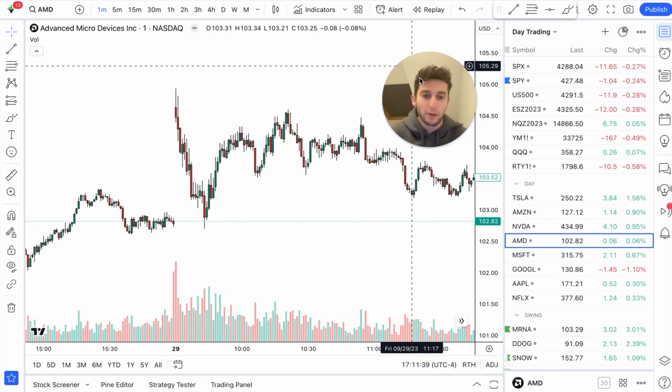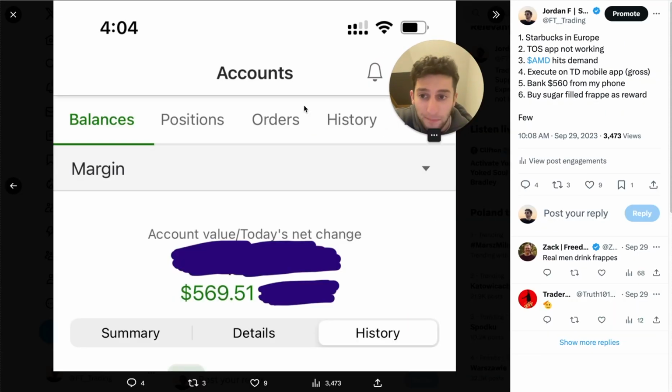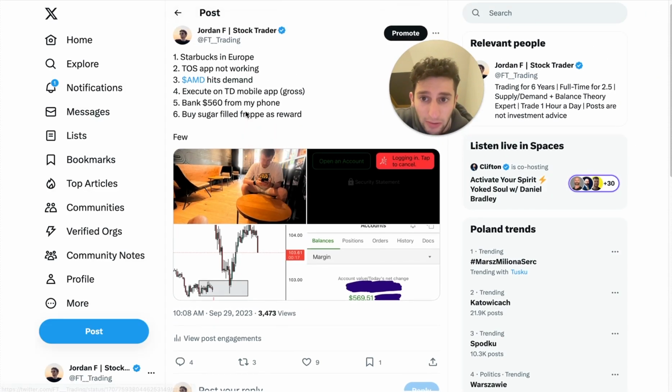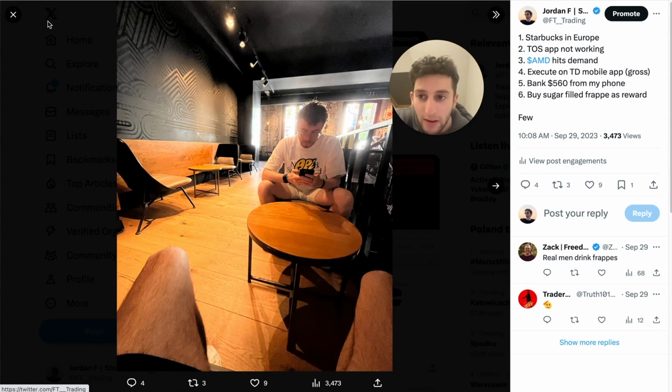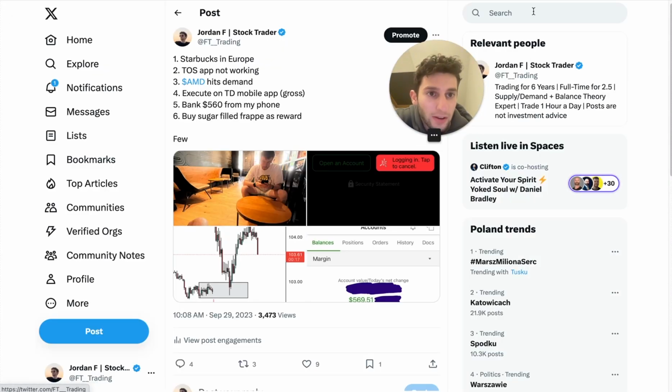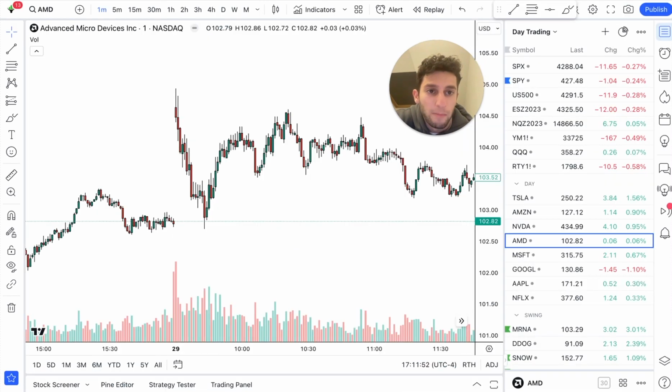Now, I'm not in my typical setup right now. I know it looks really weird. I'm currently in Poland, traveling. You can see this trade I took on Friday. I was actually in Starbucks in Spain. So a little bit of a crazy kind of day, traveling weekend, but really fun.